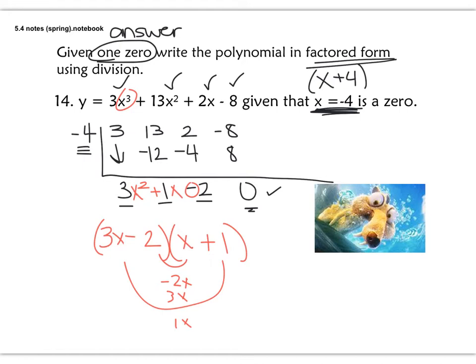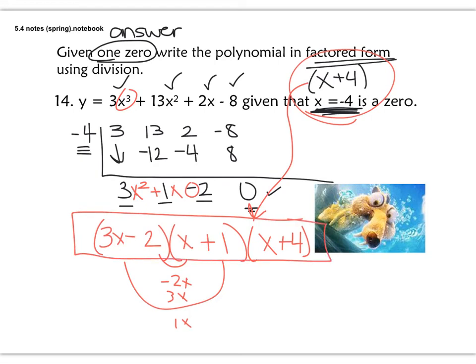And don't forget the given, right? They gave us the x equals -4, but I know that came from the factor x plus 4. All right, fully factored form, there we be.